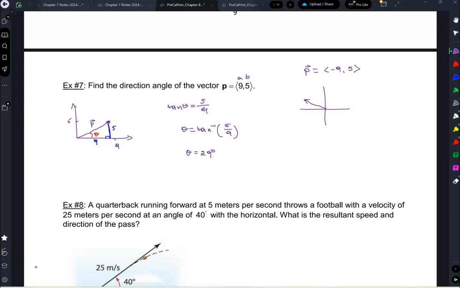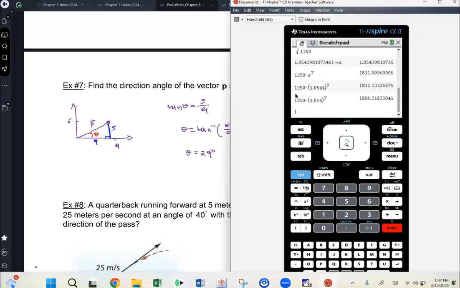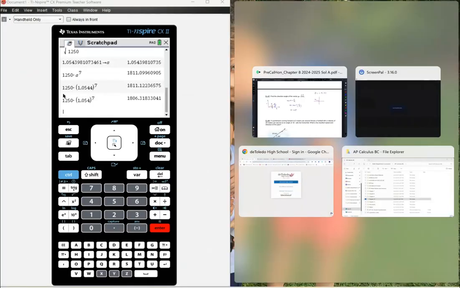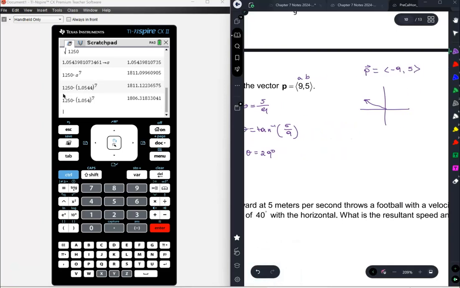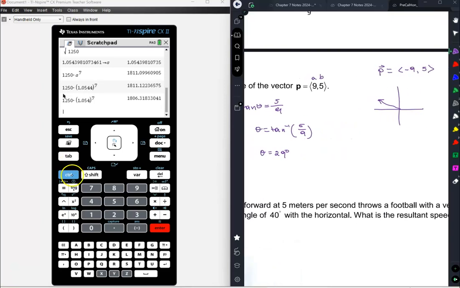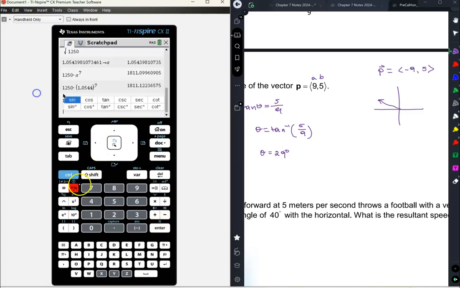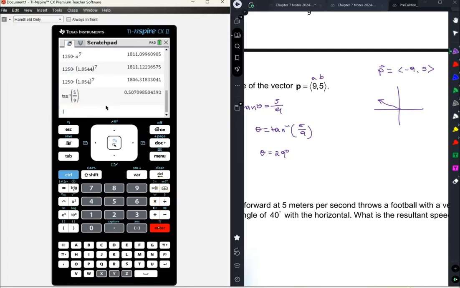Now we go on the calculator, and it would still be inverse tangent of 5 over 9. So let's do that. Inverse tangent of 5 over 9. Can you do 5 over negative 9? Oh, I am in radian mode. Okay, so for argument's sake, suppose you do this.